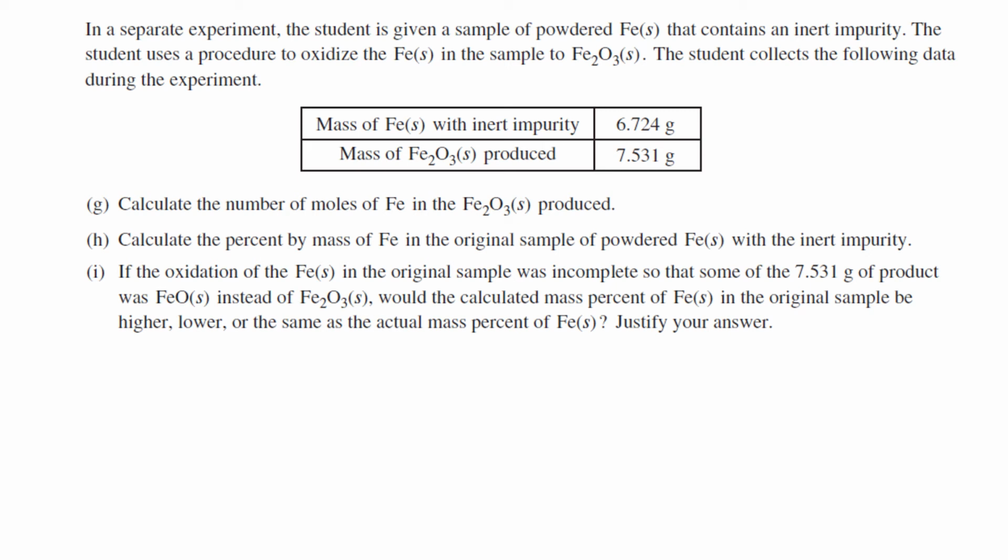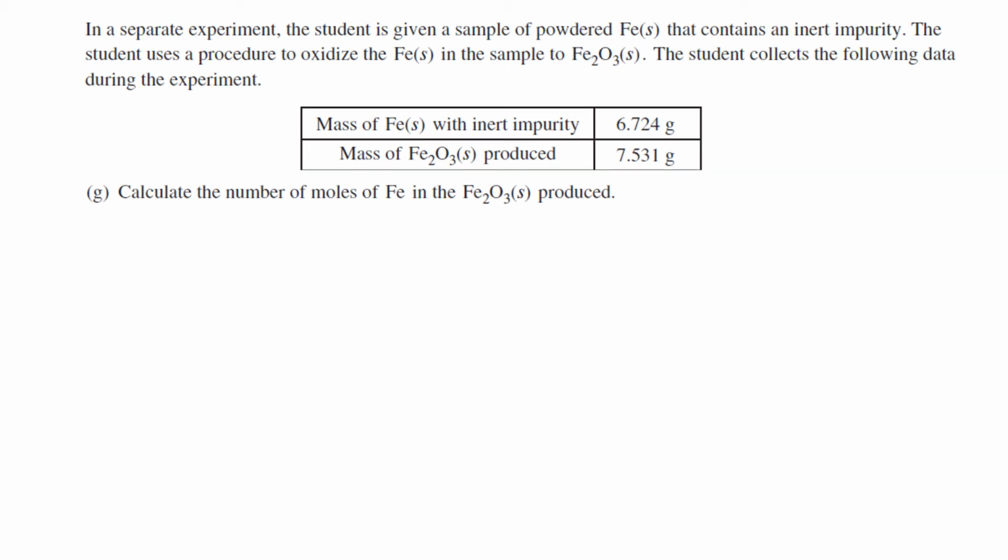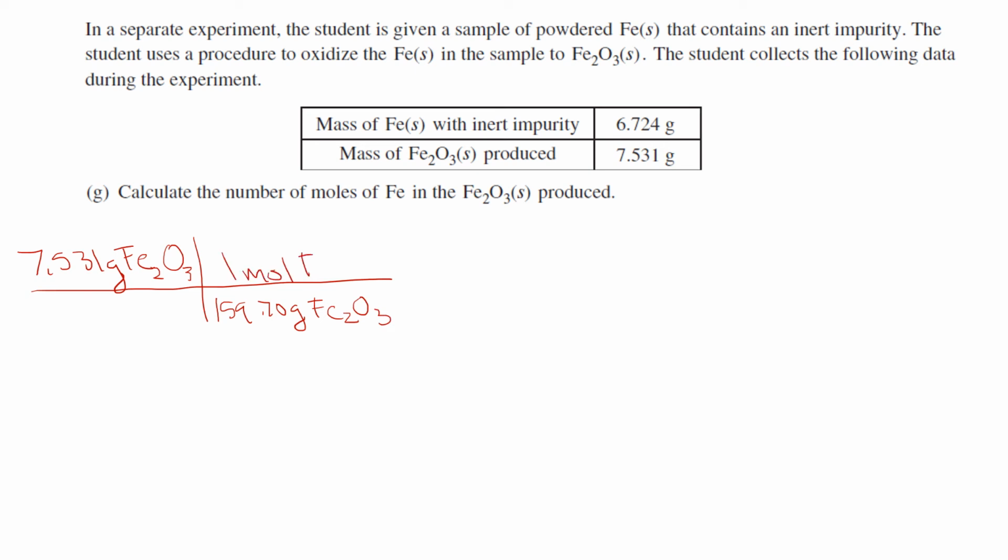So let's take a look at letter J. All right, so in letter J, we are given a mass of the iron with the impurity, and we're also given how much of the iron 3 oxide is produced. So I'm going to start with how much of the iron 3 oxide was produced, and that is 7.531 grams of my iron 3 oxide. Okay. I'm going to divide that by my molar mass. Molar mass of that compound is 159.70 grams, to figure out how many moles of my product were produced.